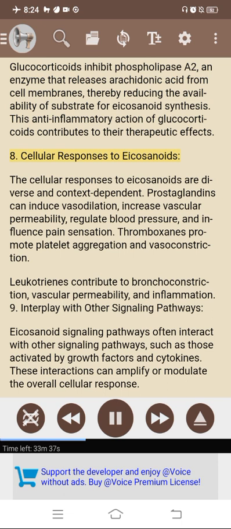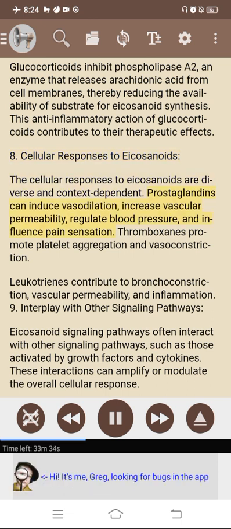8. Cellular responses to eicosanoids. The cellular responses to eicosanoids are diverse and context-dependent. Prostaglandins can induce vasodilation, increase vascular permeability, regulate blood pressure, and influence pain sensation. Thromboxanes promote platelet aggregation and vasoconstriction. Leukotrienes contribute to bronchoconstriction, vascular permeability, and inflammation.